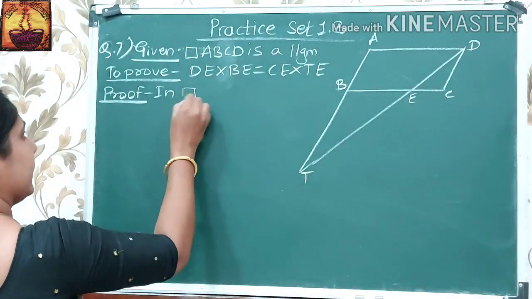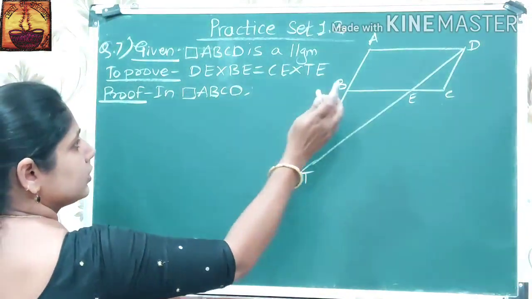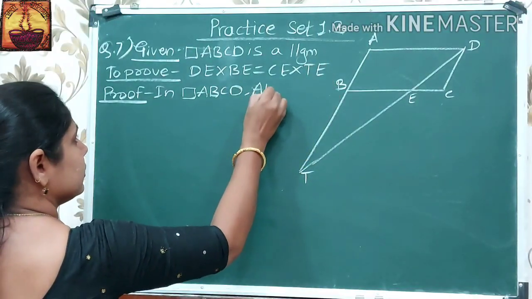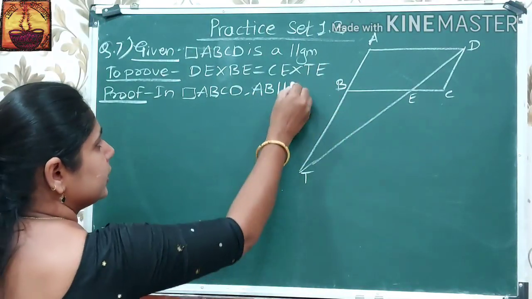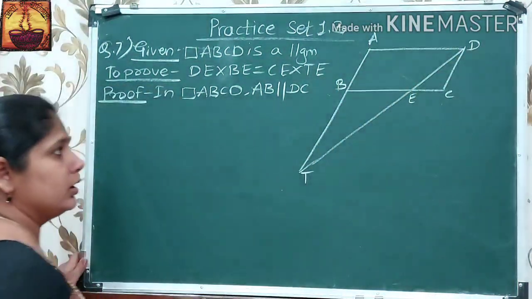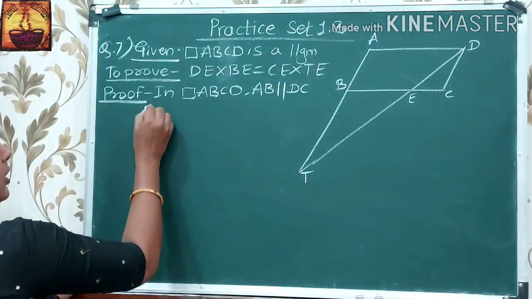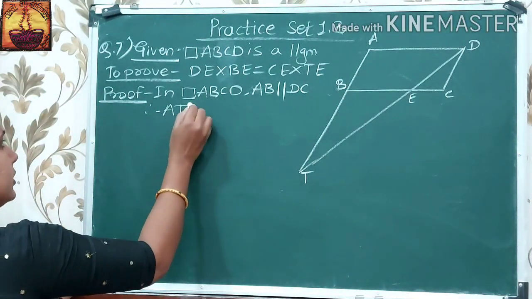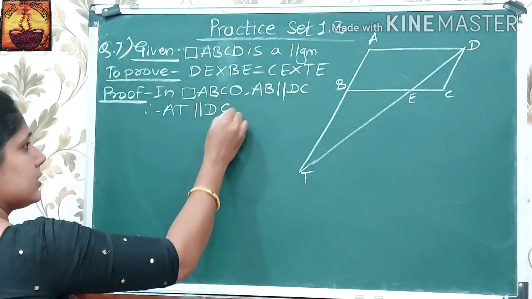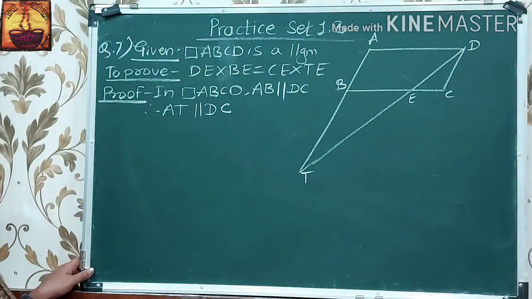In parallelogram ABCD, side AB is parallel to side DC. AB is parallel to DC. It means that AT is also parallel to DC. Therefore, AT is parallel to DC, or BT is also parallel to DC.